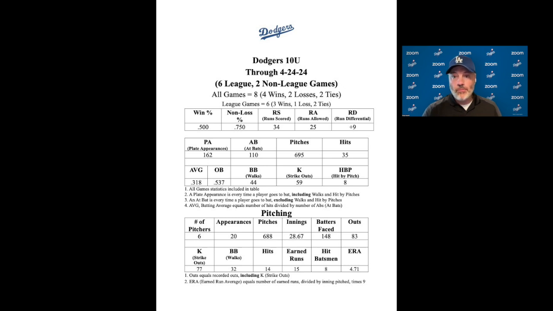We've been walked 44 times as a team. We've struck out 59 times as a team. Again, when we play the way that we do and we're trying to be patient and get our pitch, we're probably going to see more strikeouts than walks at this point. So that's not really something that's too alarming. That's not something to worry about too much.